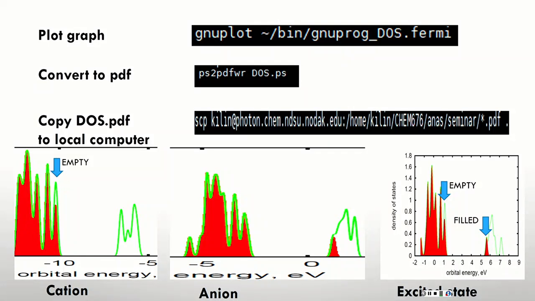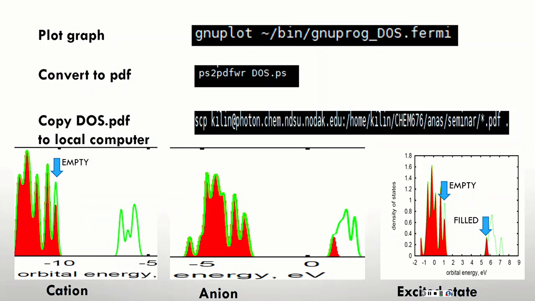So this will help us plot another graph using gnuplot, by using this command. We can convert the corresponding PS to the PDF by this command, ps2pdf. And there is another command that we can use to migrate our generated PDF to our local computer.